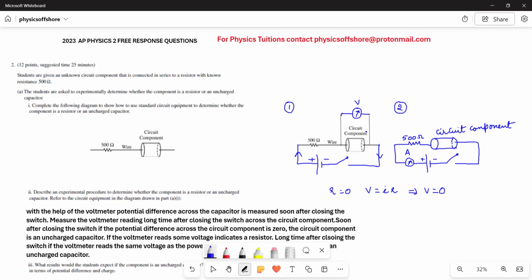And even after a long time after closing the switch, the voltage will be the same. The voltage will not change across the resistor. That is the thing. Okay. Now, next thing, second one, you are connecting the ammeter.